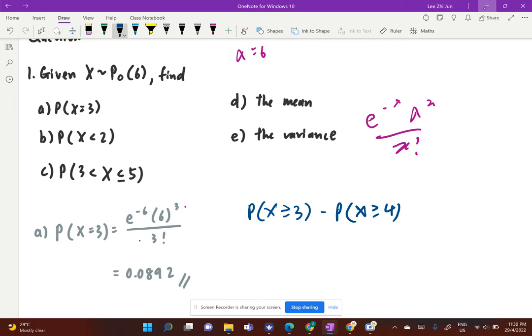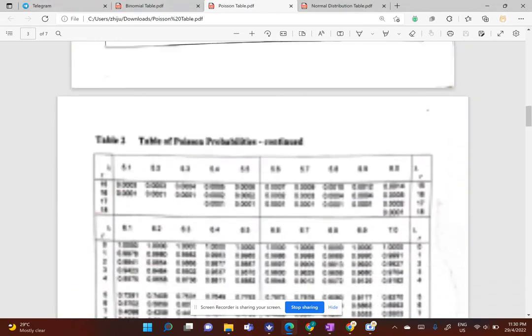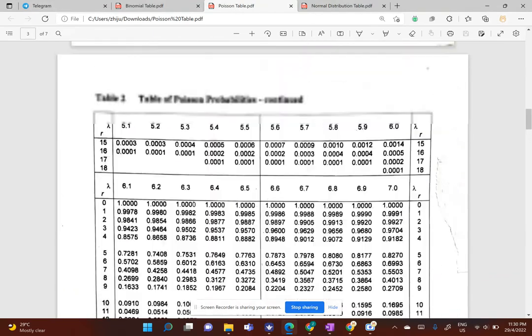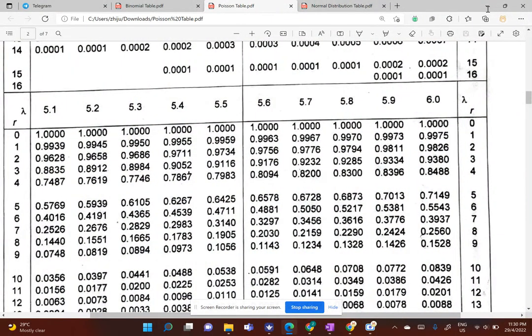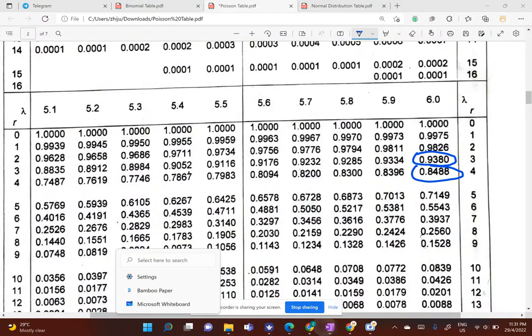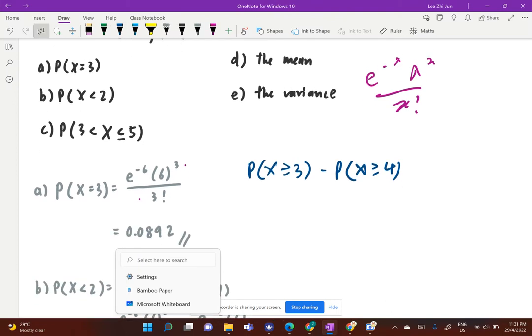Let me find it where lambda equals 6. Okay, I got it. P(X larger or equal to 3) is 0.9380, minus 0.8488. So I just take my calculator, and I will get 0.0892, which is the same as the value from the formula.